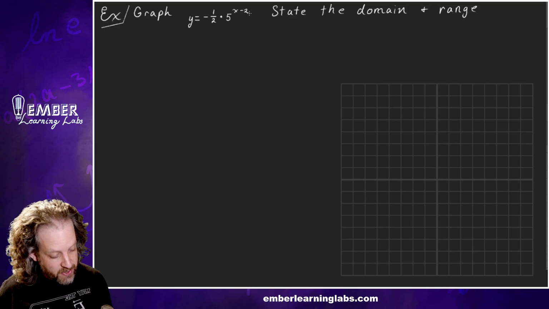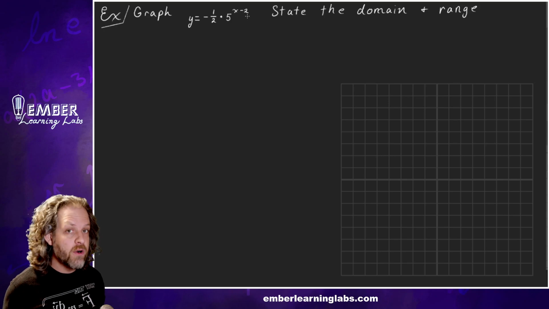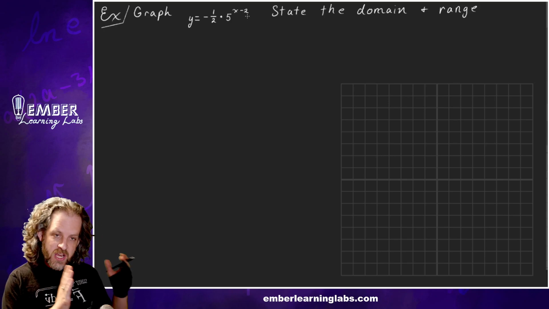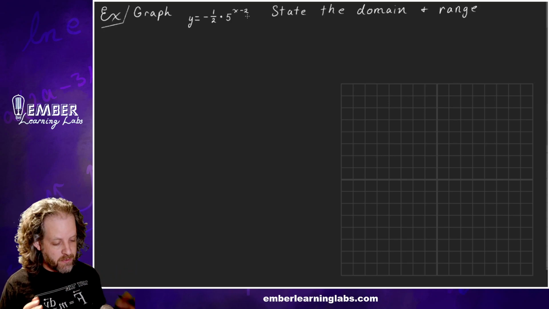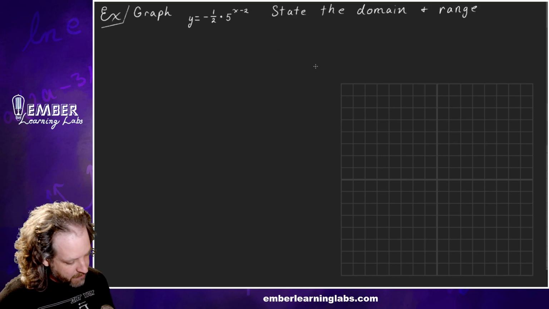And then we've also got up in the exponent, we've got this -2. That's a horizontal shift, right? And that's going to go opposite of what we expect. So this is going to compress. I'm going to kind of make us some notes.